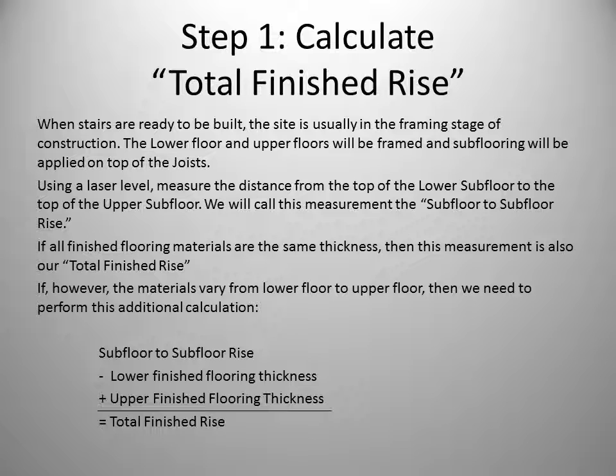We start with the measurement that we took from the subfloor to subfloor. Then we subtract the lower finished flooring material thickness. That's the thickness of the material that will be applied on the lower floor. For example, 1/2 inch carpet or 3/4 inch hardwood, whatever that material thickness is, that's what you subtract. Then we add the upper floor material thickness. Again, that's just the thickness of the material that gets applied to the upper floor. When we perform that calculation, that will give us our total finished rise.